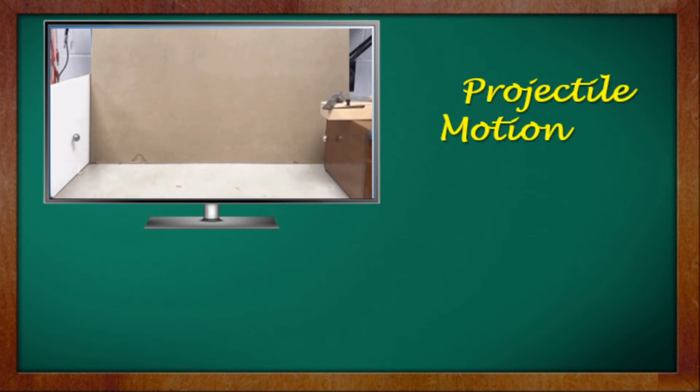So, in the fourth illustration, you will find an object when it is dropped, it moves in a curved path and it falls on the floor. So, this type of motion is called projectile motion.